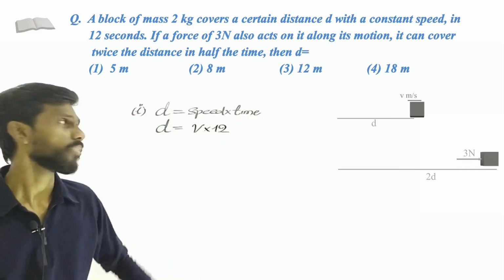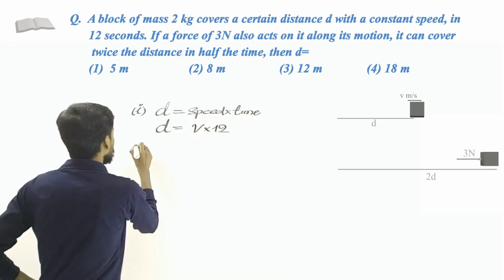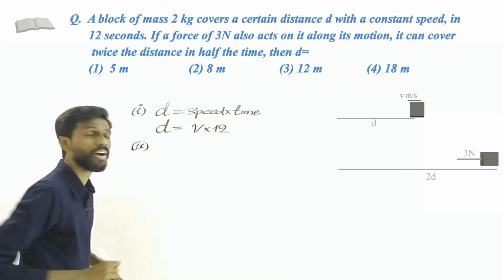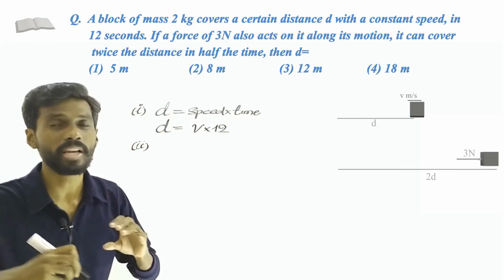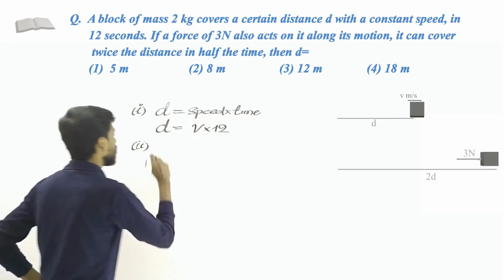So the first case, when the speed is constant, this is the relation d equals 12v. Done. Now in the second case, we can't use this formula as the speed is not constant here, because we are applying a force. So there is an acceleration. When there is an acceleration, what is the relation between the distance and the speed?